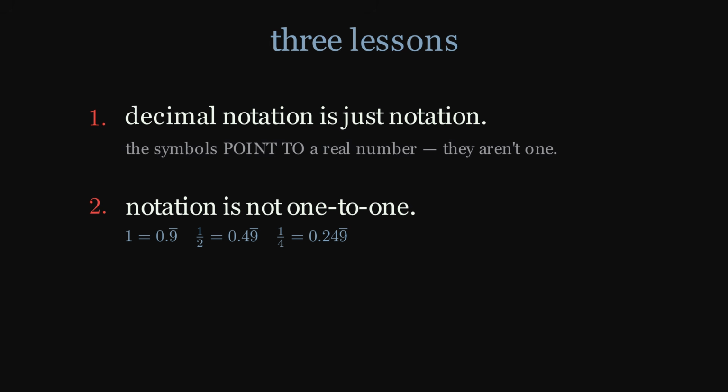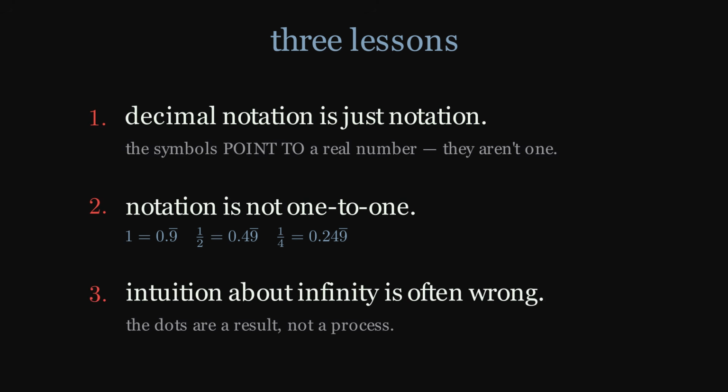The third thing it teaches us is that intuition about the infinite is often wrong. The dots in 0.9 repeating feel like a process, but they are a result. The tiny gap feels like it should exist, but no positive number can occupy it. The real numbers, properly understood, are stranger and tighter than the discrete points on a line picture our minds default to.